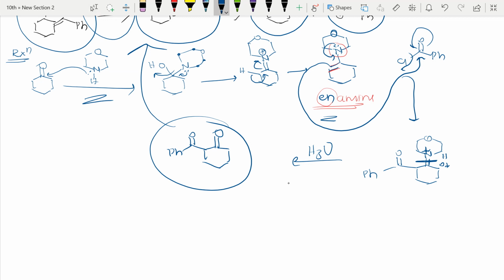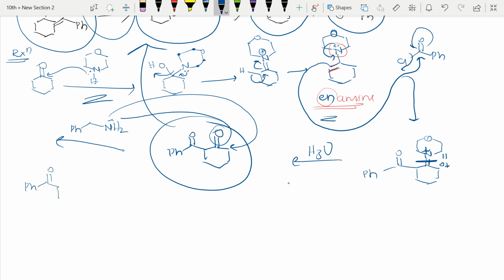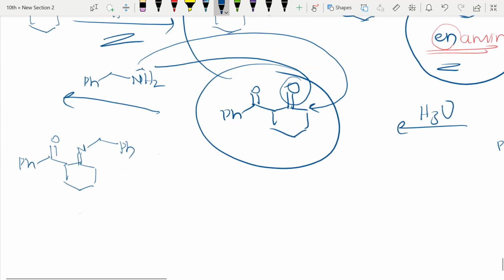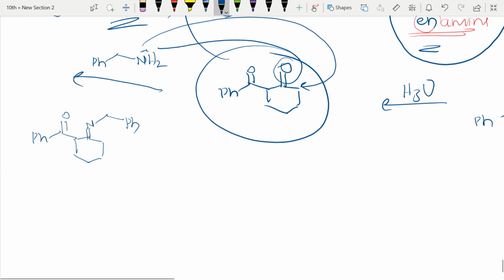Further, what I will do is add PhCH2NH2 to that. Here oxygen is there, and the nitrogen will go and attack this carbon and remove that oxygen. I can write the product directly like this, double bond N CH2Ph. I hope you got it. If to this I add hydrogen, a catalyzed reaction, that is reduction, H2 in the presence of catalyst, I'll get this product.